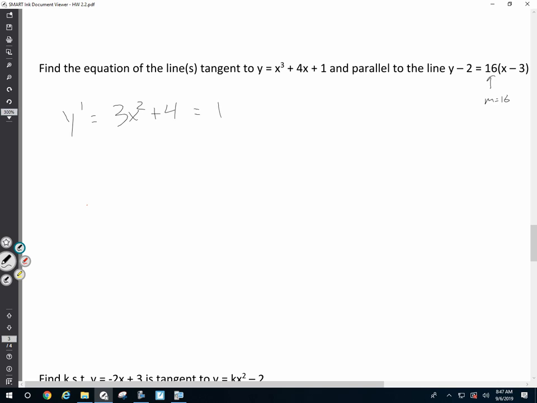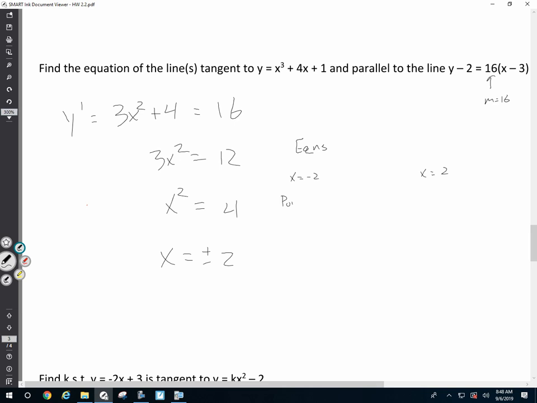Set it equal to 16. Subtract 4. Divide by 3. Okay. X will equal plus or minus 2. Now, we have two locations, which means two equations: when x equals -2 and when x equals 2.